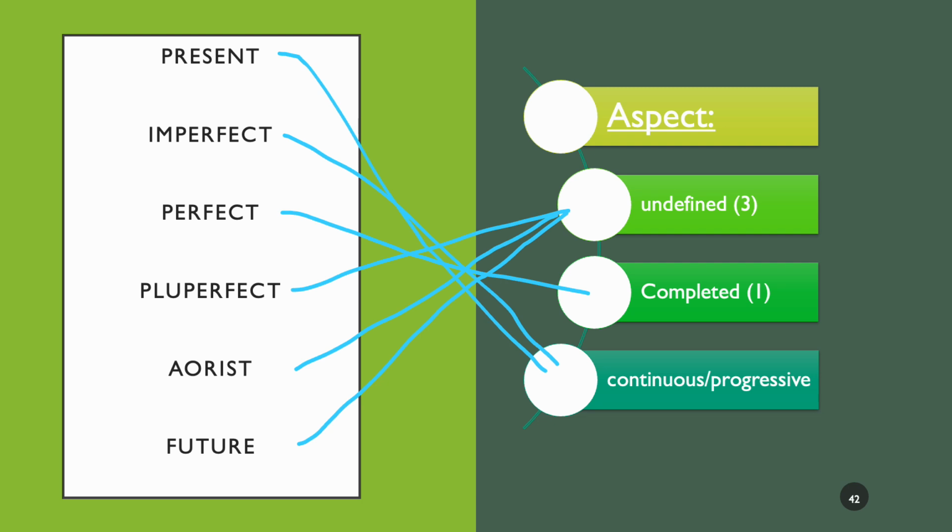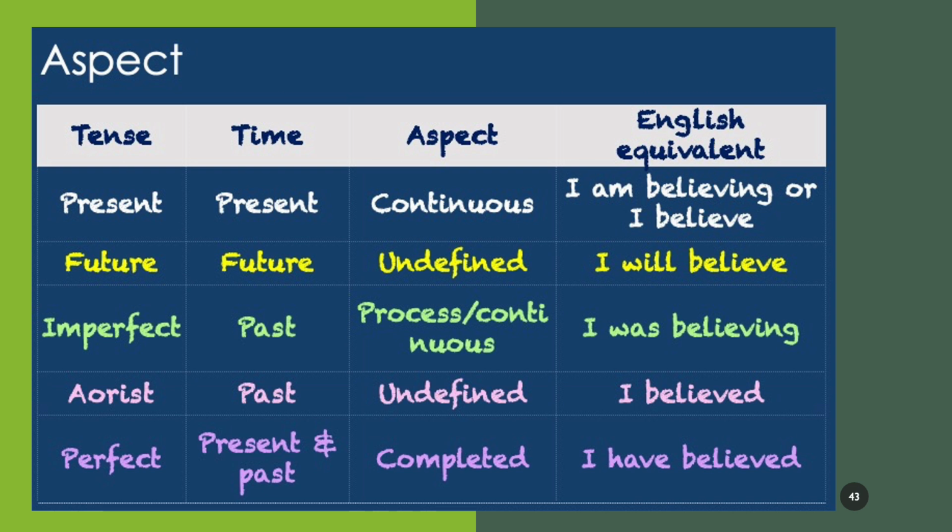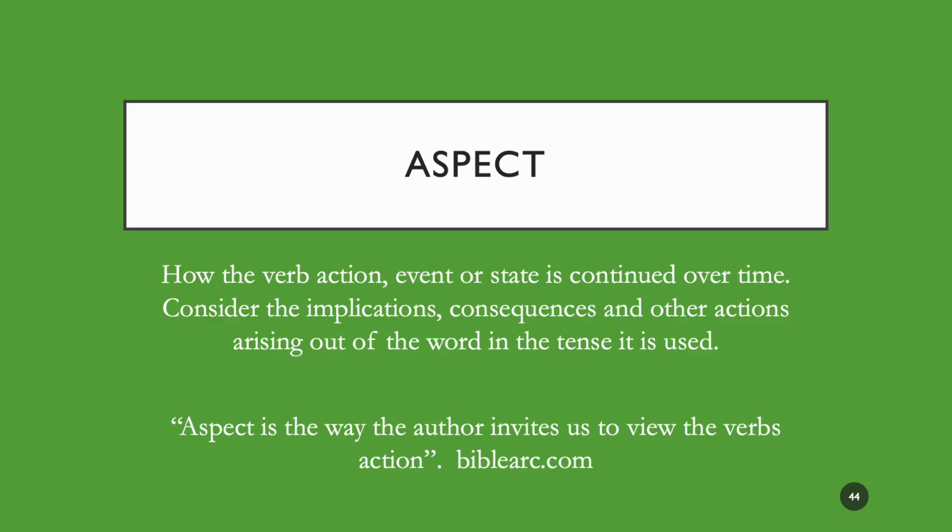aspect. This is the table that I showed earlier in the year when we were doing the perfect tense. And again, pause on this page if you would like a bit of time to have a look. I've given some examples here of what they might look like in English. Aspect tells us how the verb, action, event or state is continued over time. Consider the implications, consequences and other actions arising out of the word in the tense that it is used in.